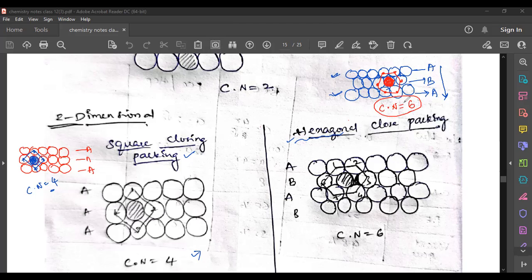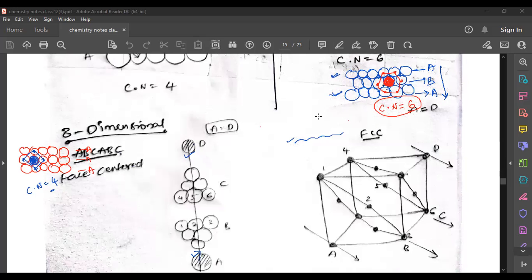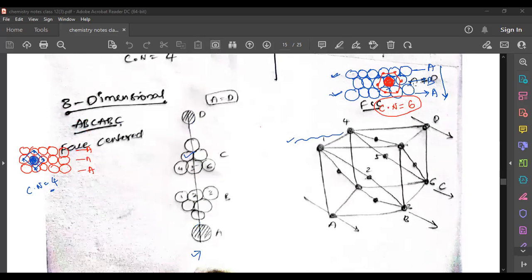Any doubts? Clear, sir. Remaining? Any doubts? No, sir. Can I clear the drawing part? Because it is already given in the notebook, right? Okay. So next we'll go for the next arrangement. Just wait a minute.